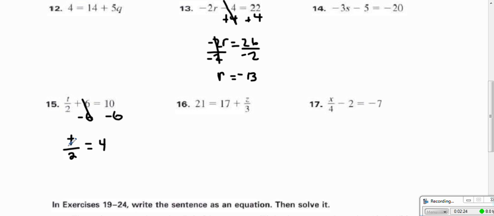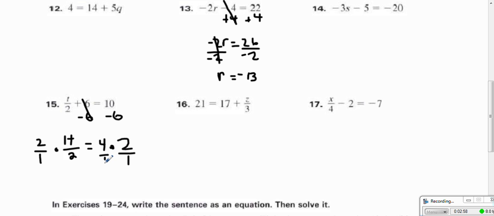At this point, what I do is that I put a 1, the secret 1, or the one that is not written but understood, right before the t. I put that there, and I realize that this is 1 over 2. Remember, to get any fraction to just disappear or to equal 1, you have to multiply that fraction by its reciprocal. The reciprocal of 1 over 2 is 2 over 1. Whatever you do on one side, you have to do on the other.